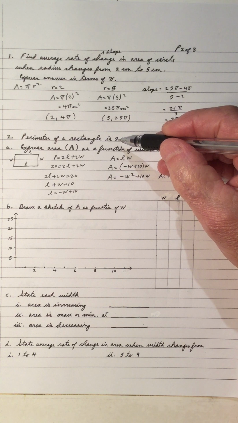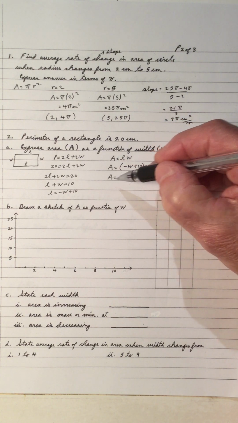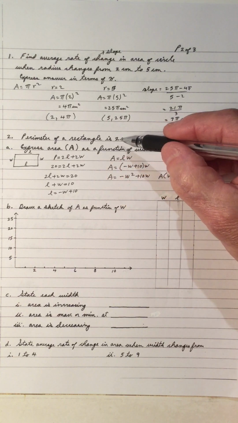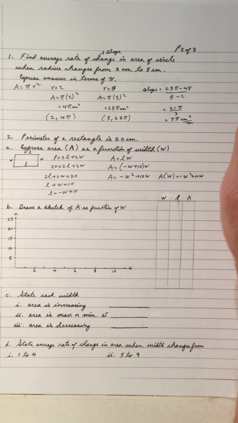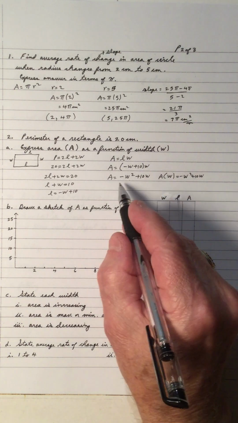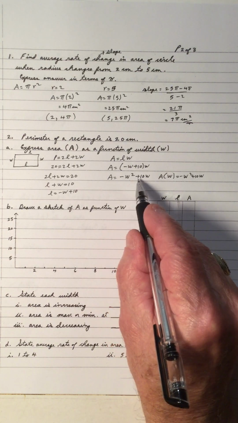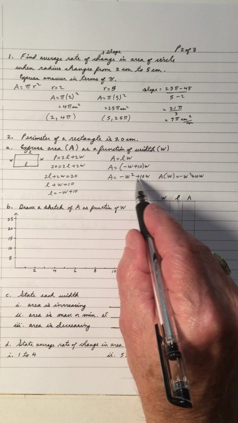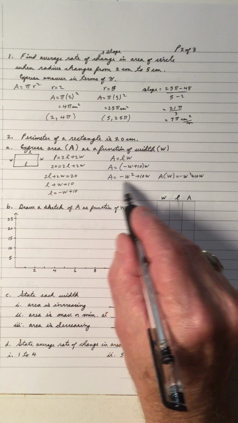So notice the perimeter is 20. This equation is true for the area as a function of the width if the perimeter is 20, not if it's 40 or 80 or 100 or any other number. To illustrate that, this is the equation, which is a quadratic. I could do more work on this later on, but I'm just trying to show you that this is a parabola.